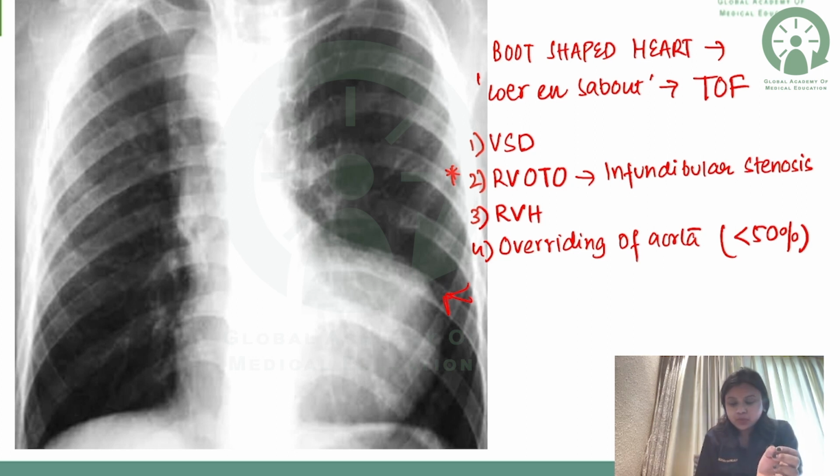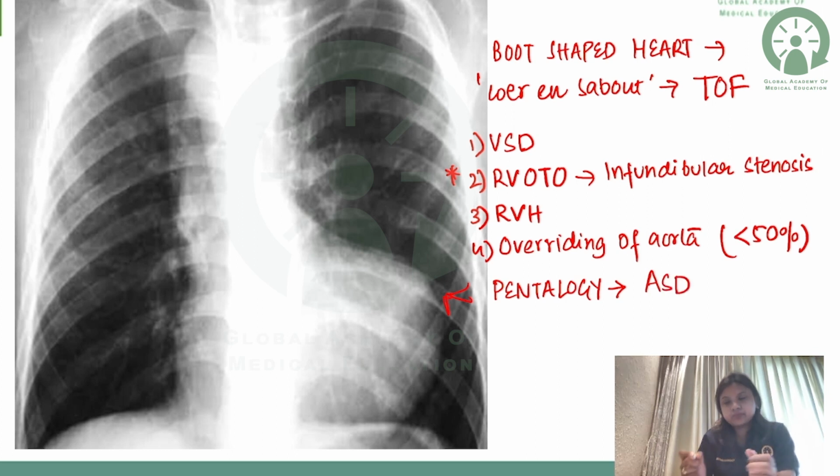Now, what is pentalogy of Fallot? In case of pentalogy of Fallot, we are going to have an additional atrial septal defect. Next, of course, it is a condition where we are going to have right to left shunt, and there is decreased pulmonary blood flow, so there is going to be pulmonary oligemia. It will present with cyanosis.